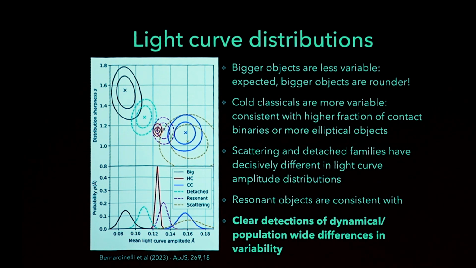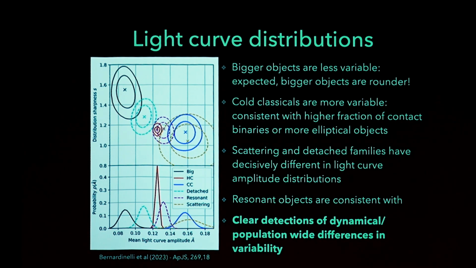We also have the cold classicals, the more variable population, which is consistent with this high fraction of contact binaries or simply more elliptical objects. That's also something that was kind of expected, but this is a very good demonstration of this effect.